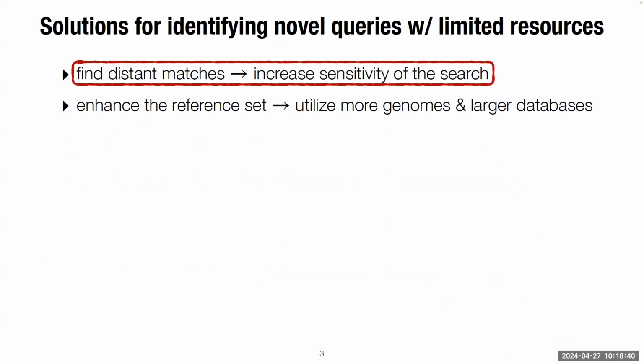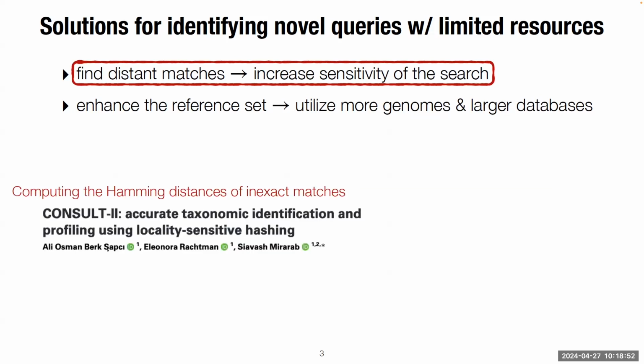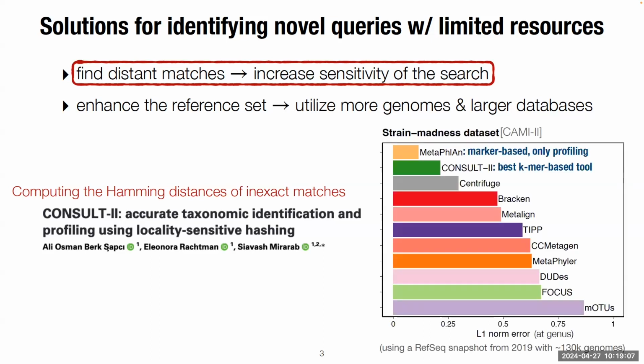So there are two possible solutions. The first one is to increase the sensitivity of your search, to try to find more distant genome matches. To this end, we recently developed Consult2. Consult2 uses locality sensitive hashing to control the Hamming distance of inexact k-mer matches. By controlling the Hamming distance and utilizing this additional distance information, Consult2 is the best k-mer-based tool in a popular benchmarking challenge, KMER2. You have L1 norm on the x-axis, and Consult2 has the lowest L1 norm among k-mer-based tools, right after MetaPhlAn, which is a marker-based tool.